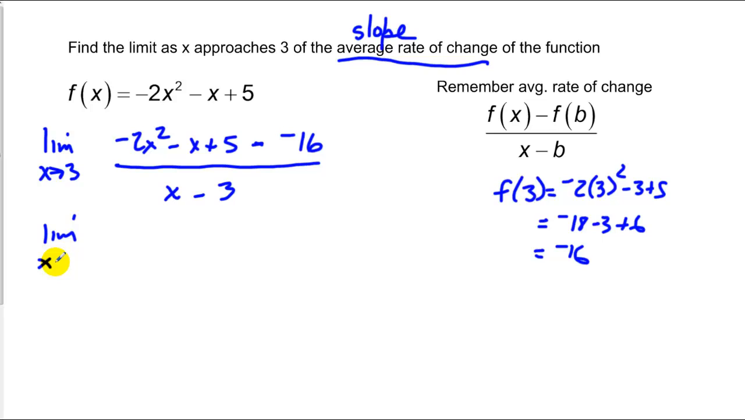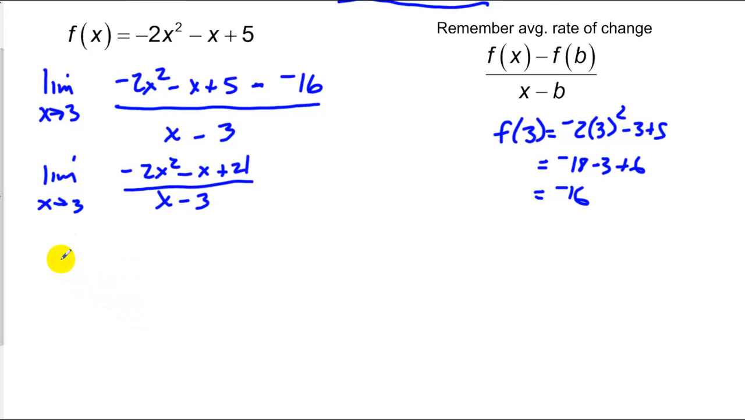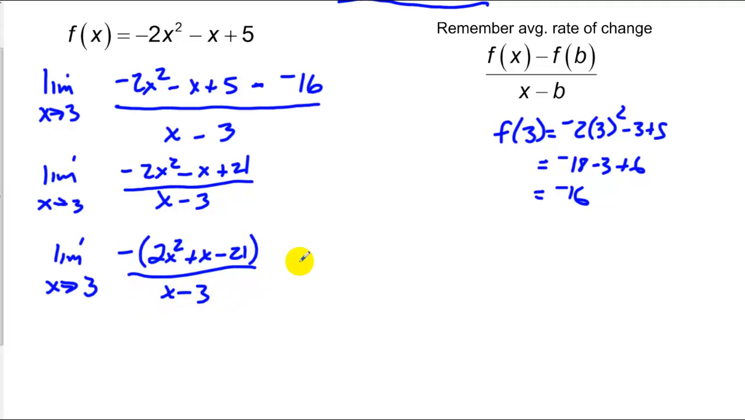Simplify. Take the limit as x goes to 3 of negative 2x squared minus x plus 21 over x minus 3. The problem is I can't plug a 3 in, so I'm hoping this numerator is going to factor. Let's go ahead and give it a shot. Take the limit as x goes to 3. I like factoring my negatives out, and I get negative 2x squared plus x minus 21 all over x minus 3.